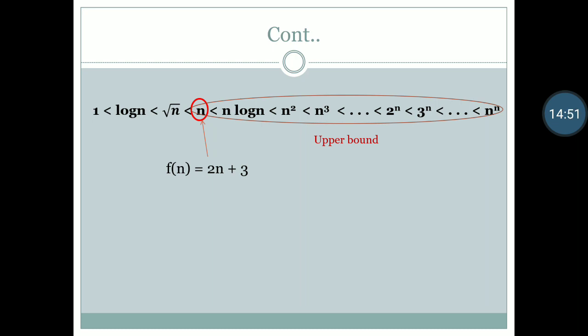So in this series, this is the lower bound for n, and the middle n means this n is our average bound. Here n to n raised to n suggests the upper bound, 1 to n suggests the lower bound, and only n suggests the average bound, or we can say tight bound in this series.